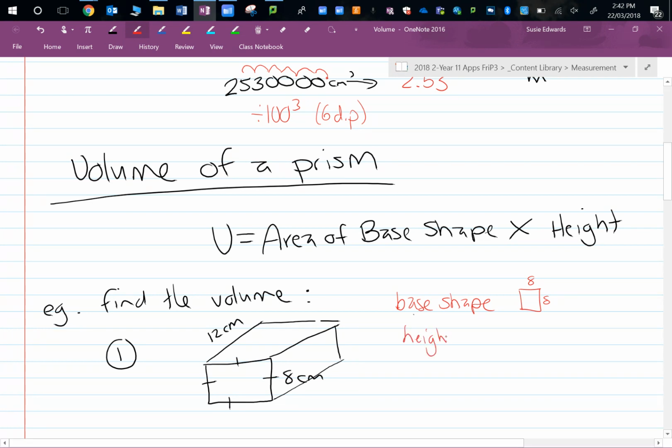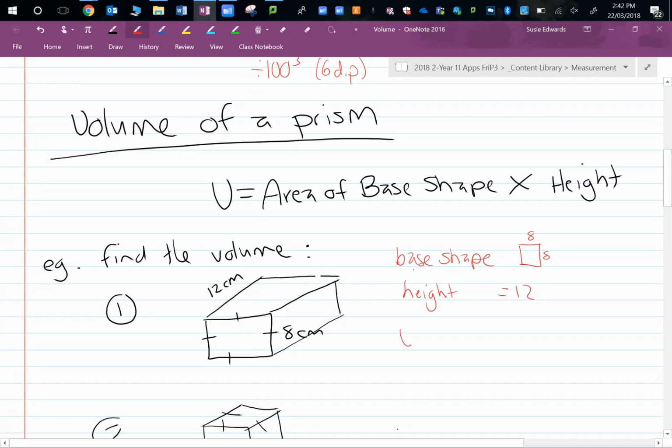So given that, our volume equals the area of the base shape. How do we find the area of a square? 8 times 8. Okay, times by the height, which is 12. So just put that in the calculator for me, please. So the volume is 768 cubic centimetres.